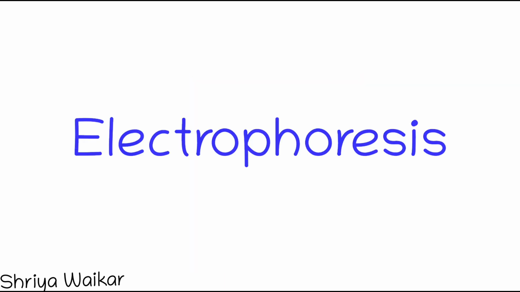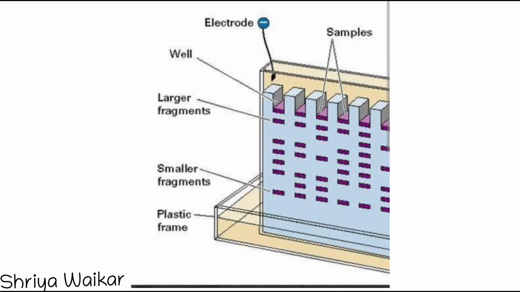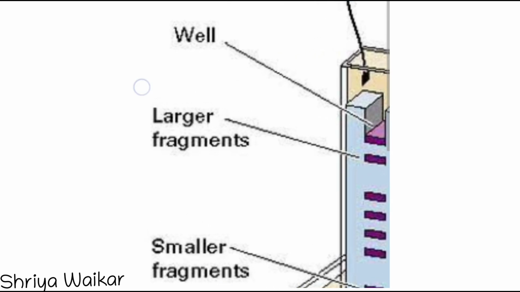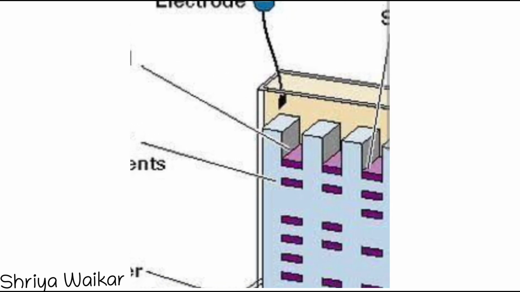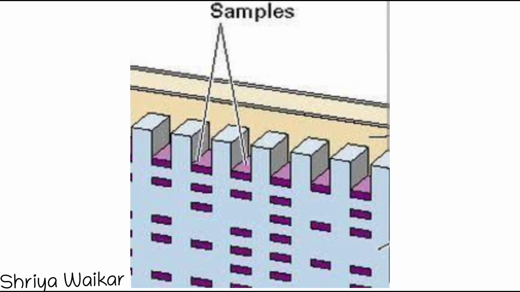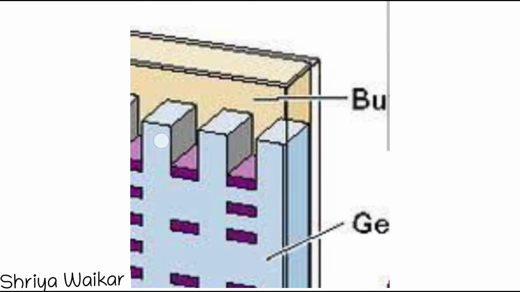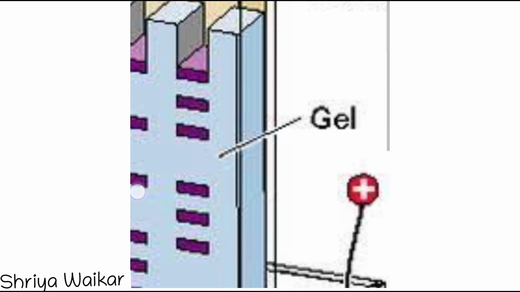The next one is electrophoresis. It is a method of separation on the basis of the charge to mass ratio of a macromolecule under the influence of an electric field. The word electrophoresis is Greek. The prefix electro means electricity, and the suffix phoresis means migration or movement.